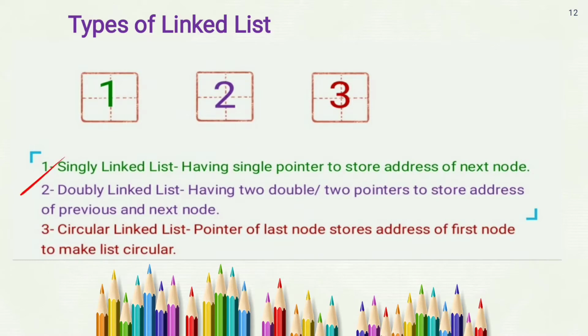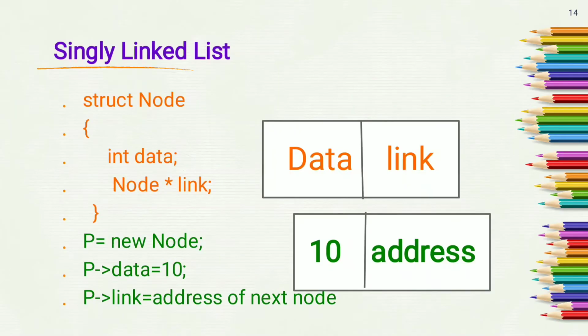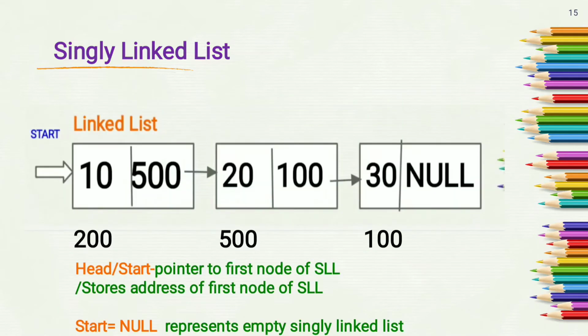First is singly linked list. In singly linked list there is a single pointer to store address of next node, like this. Here in this node there is one data and one pointer which will store the address of next node. So as there is only one pointer in node of the linked list, it is called as singly linked list. This is an example of singly linked list where each node contains address of next node.